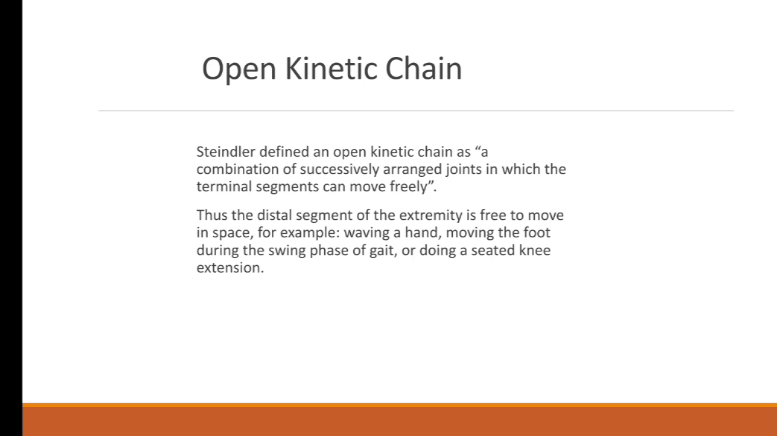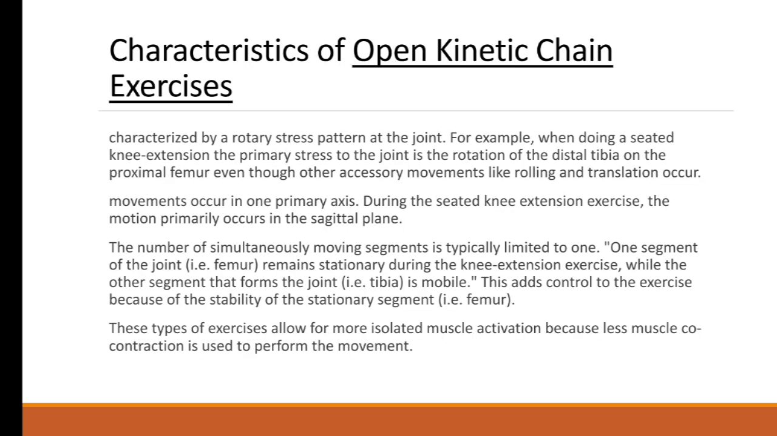Then what are the open kinetic chain exercises? It is a combination of successively arranged joints in which the terminal segments can move freely. The distal segment of the extremity is free to move in space, for example waving a hand, moving the foot during the swing phase of gait, or doing a seated knee extension. These are all part of open kinetic chain exercises. So what are its characteristics?